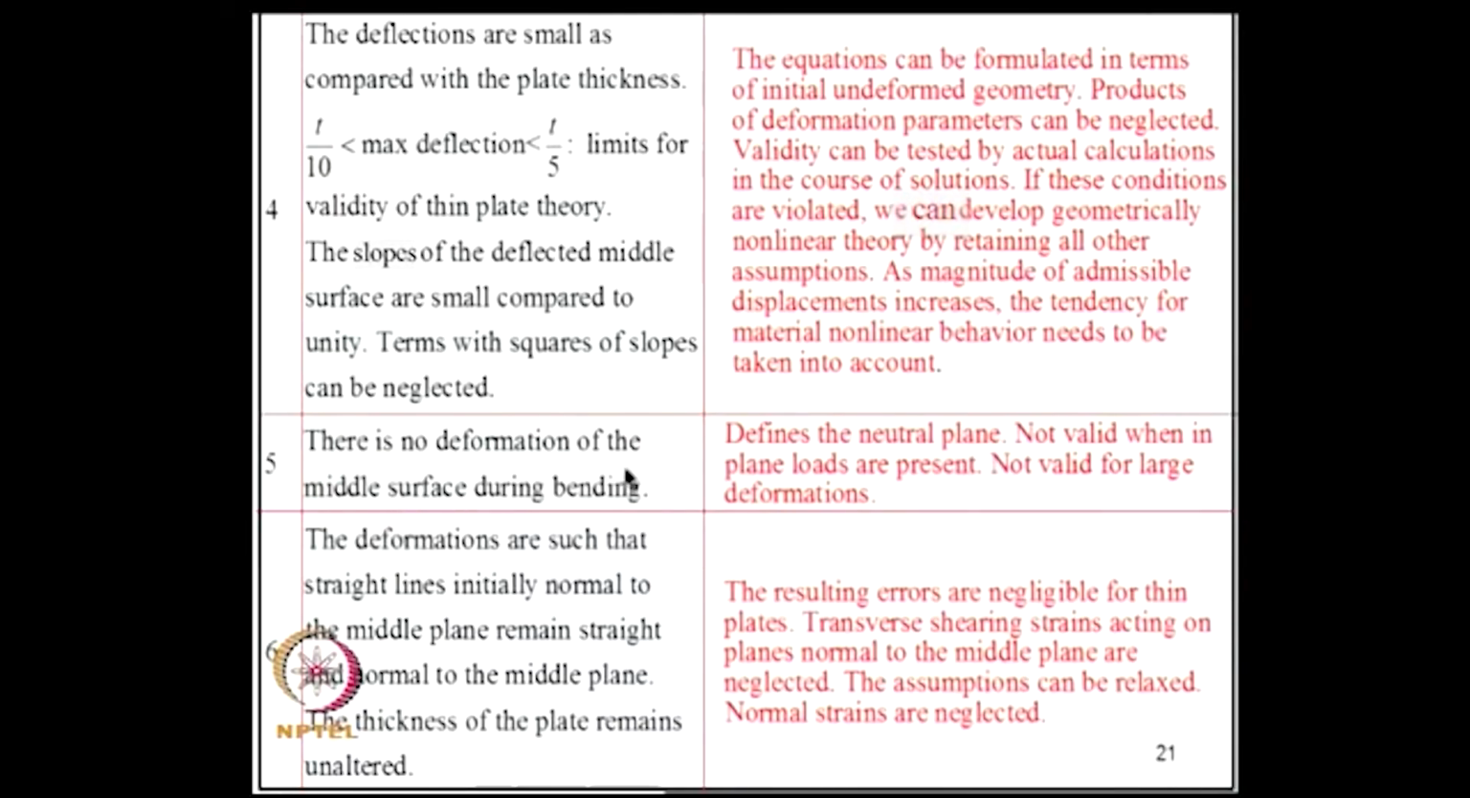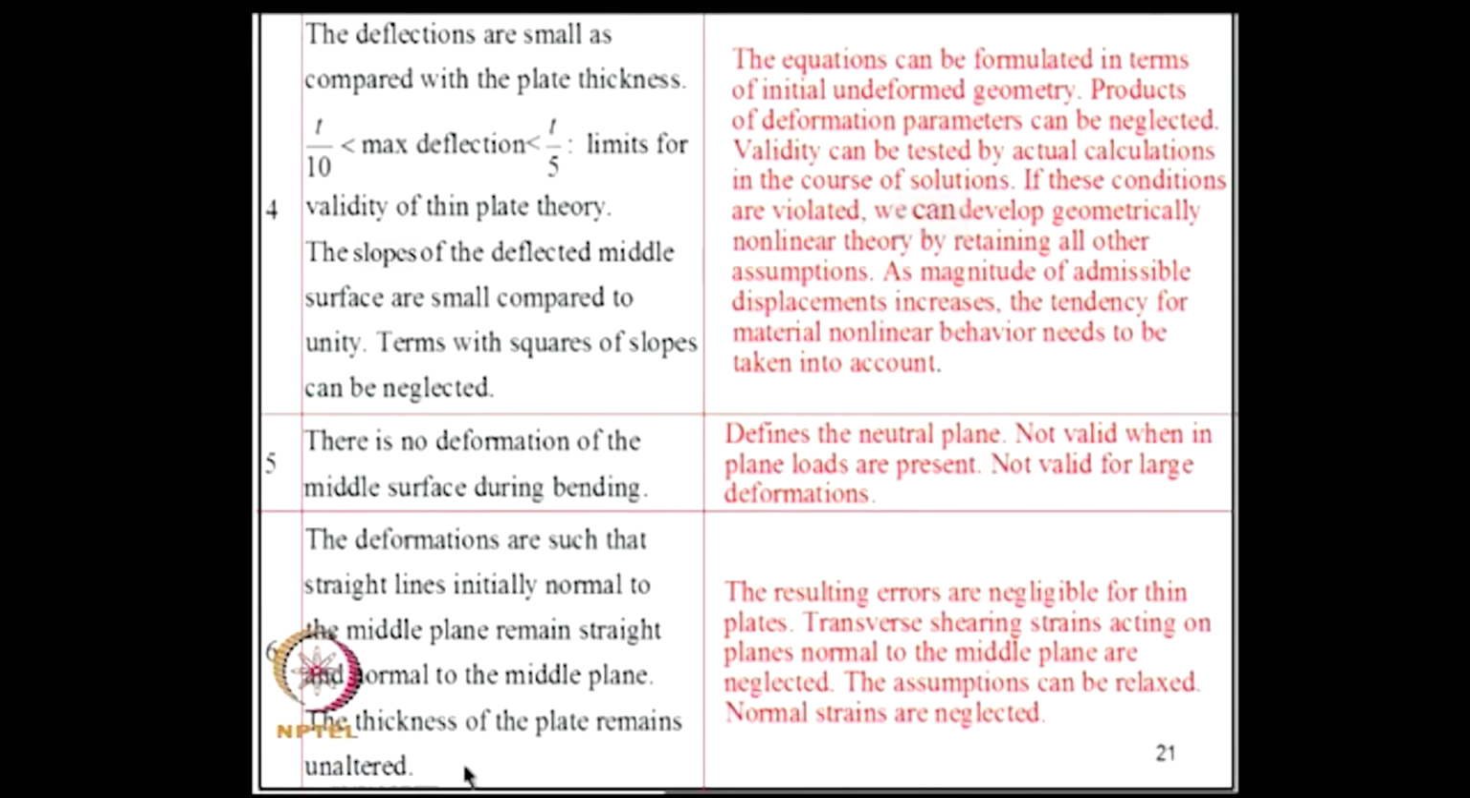Next, there is no deformation of the middle surface during bending. This actually helps us to define the neutral plane, and it is not valid when in plane loads are also present. It is not valid for large deformations. Then the deformations are such that straight lines initially normal to the middle plane remain straight and normal to the middle plane.